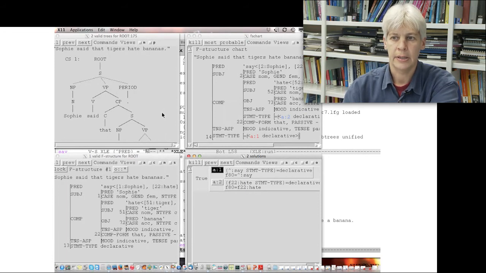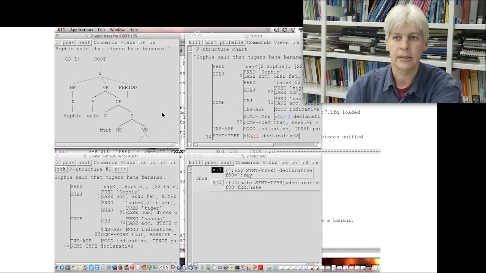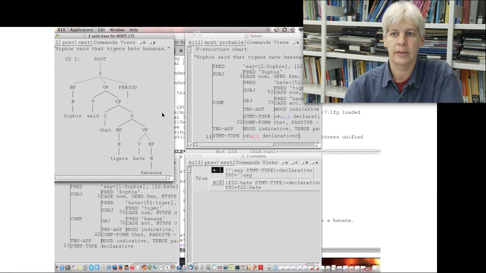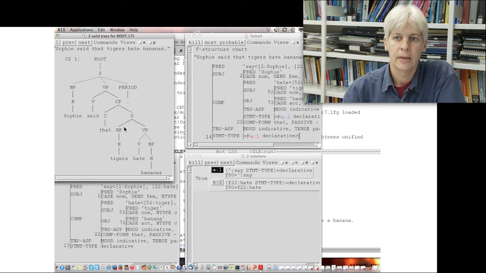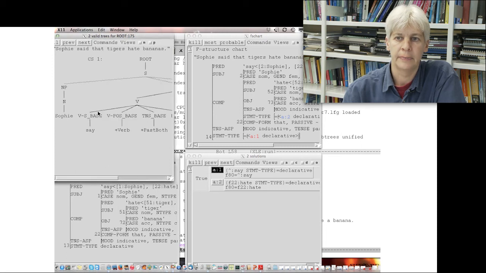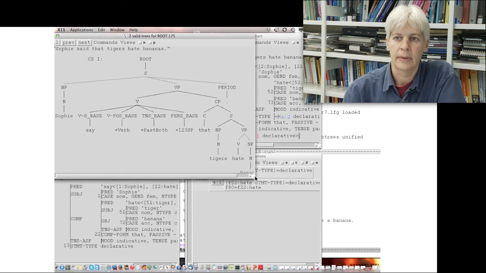And indeed, I can parse everything. I can parse that sentence at least. Let's see if it's the right result. There's 2 trees. Sophie said that tigers hate bananas. This looks good. Sophie is the noun phrase. Said is a verb. It's coming out of the morphological analyzer. Okay, it says there's past both, etc. That looks good.